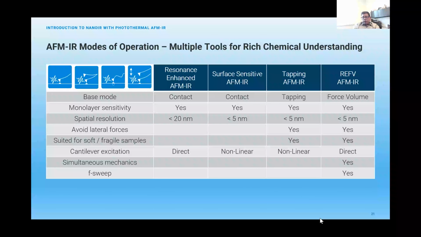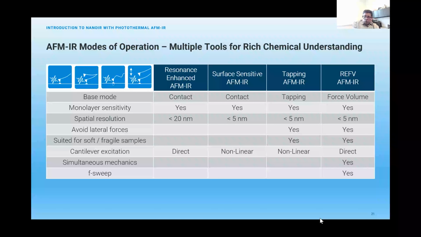We have a resonance enhanced AFM-IR. This is a contact mode. The whole idea of resonance enhanced is that you are exciting one of the cantilever resonances to enhance the signal. Mostly it's a contact-based technique, so if you have a very soft material, that might contaminate the probe. Then it is surface sensitive: if you have a few monolayers, you can use that technique to do surface sensitive chemical imaging.